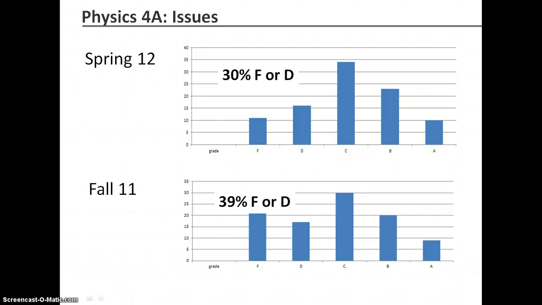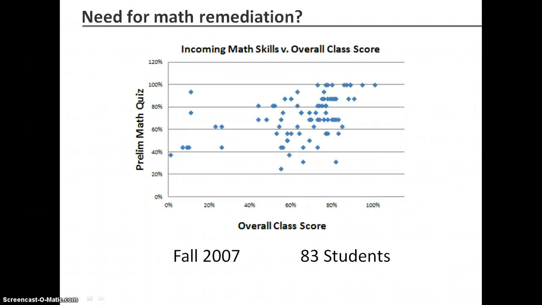Can we identify what needs to be fixed? And I think we have a little bit of an idea. Here is a preliminary study I did in 2007 where we gave a preliminary math quiz asking 15 questions that are the kind of algebra, trigonometry, and pre-calculus that would be used over the course of the semester on the vertical axis, and on the horizontal axis the overall class score that led to their grade for that semester.